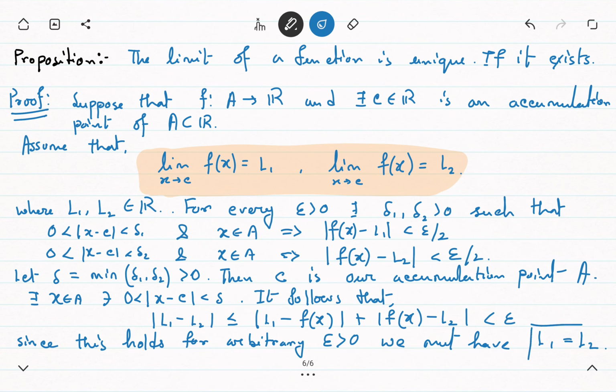So this is what we wanted to prove: the limit of a function is unique. As it is unique, there don't exist two different limits, so it approaches one limit only. So that is what we mean.